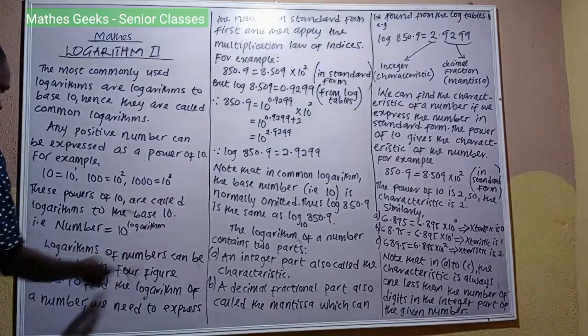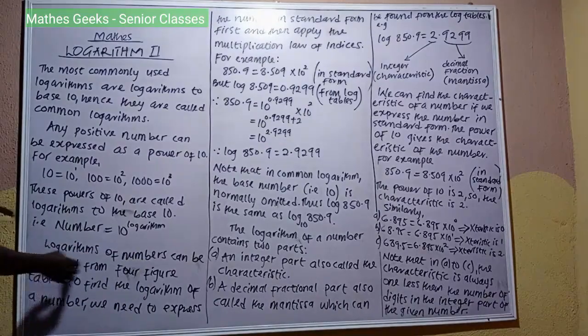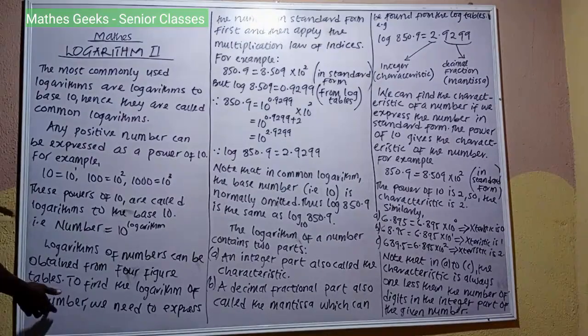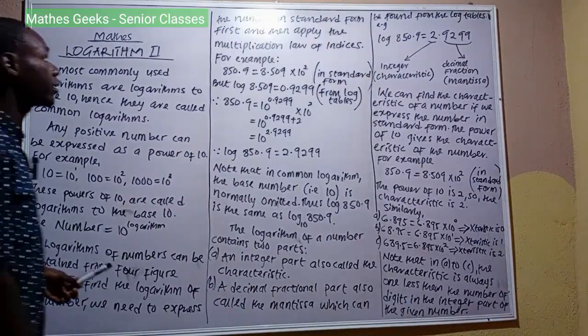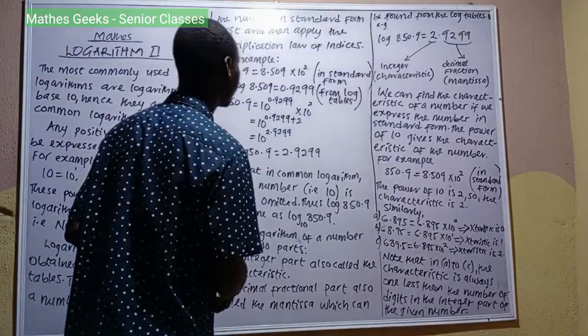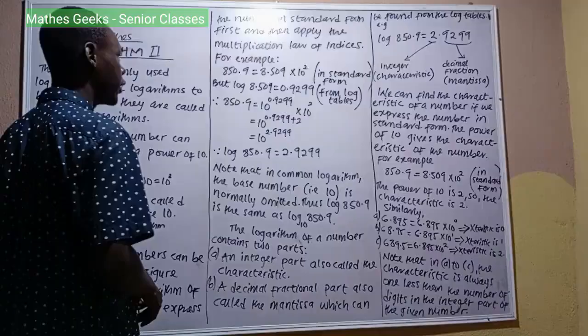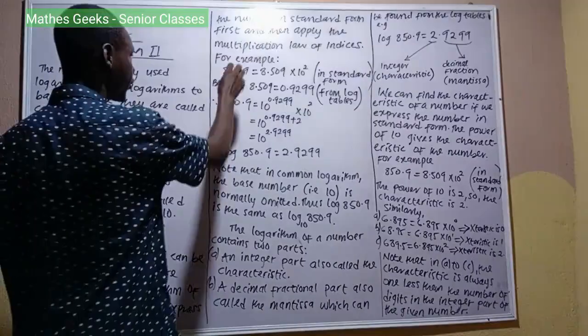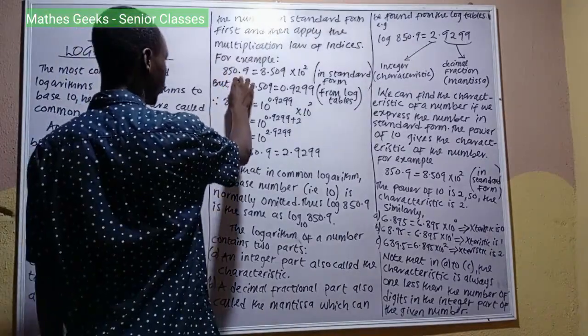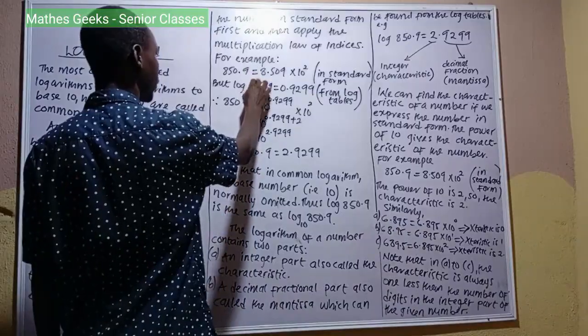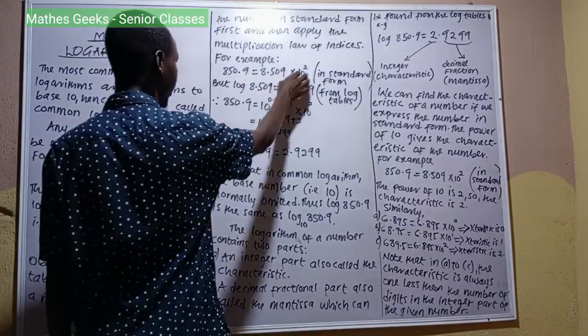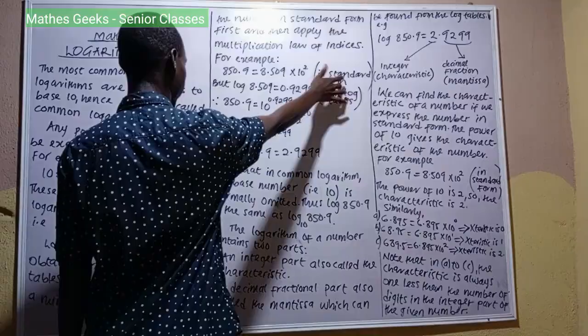Logarithms of numbers can be obtained from four-figure tables. To find the logarithm of a number, we need to express the number in standard form first, and then apply the multiplication law of indices. For example, 850.9 when expressed in standard form is equal to 8.509 times 10 raised to the power 2.